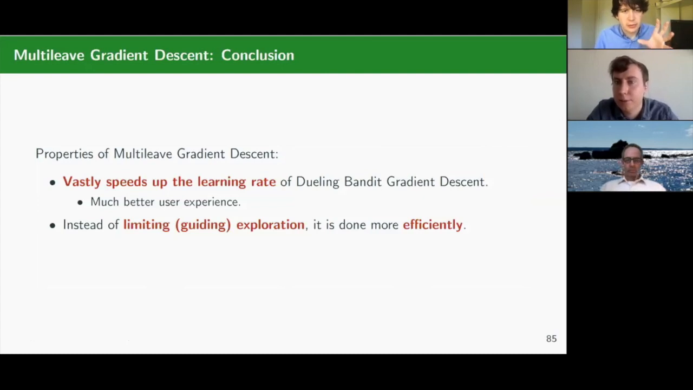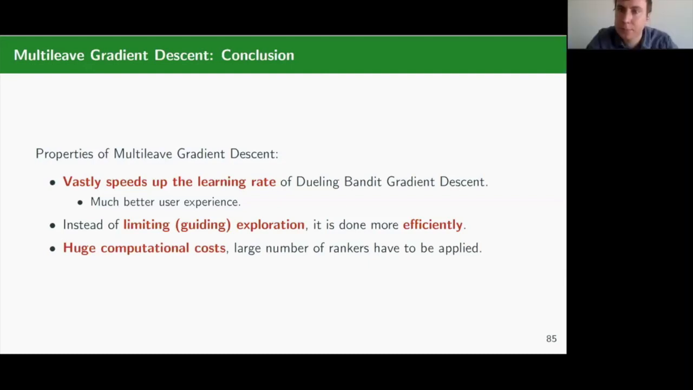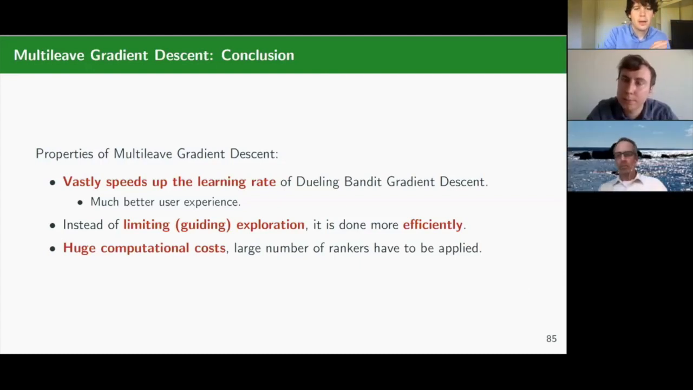The main idea here is that this method doesn't limit exploration, but it's doing it more efficiently. Would the same theoretical guarantees of dueling bandit gradient descent also hold for multileave gradient descent? Yes, I think so. I don't think anyone has looked at this, but I think you can take the theory and apply it here as well. Basically, you could look at multileave gradient descent as doing multiple steps of one dueling bandit gradient descent. But there's nothing published on this, so don't take my word on that.